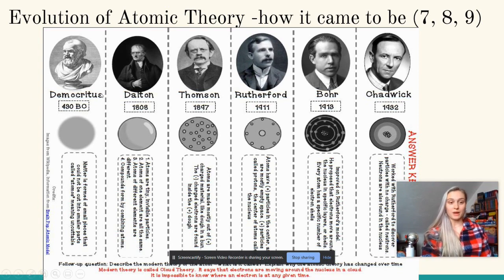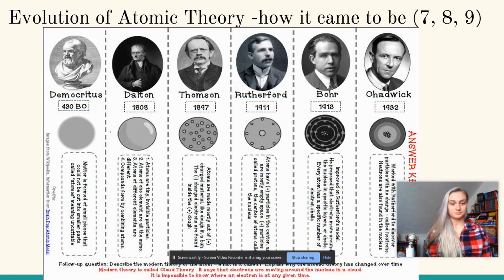So first we had Democritus, right? And remember, he was a Greek philosopher. He wasn't really a scientist. Greek philosophers just kind of think things, and they're like, this is what I think. I have no evidence to back this up, but this is just what I think. And here's why.